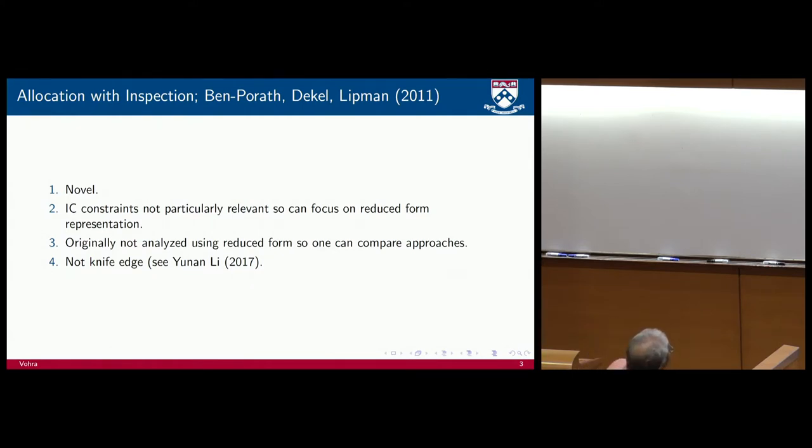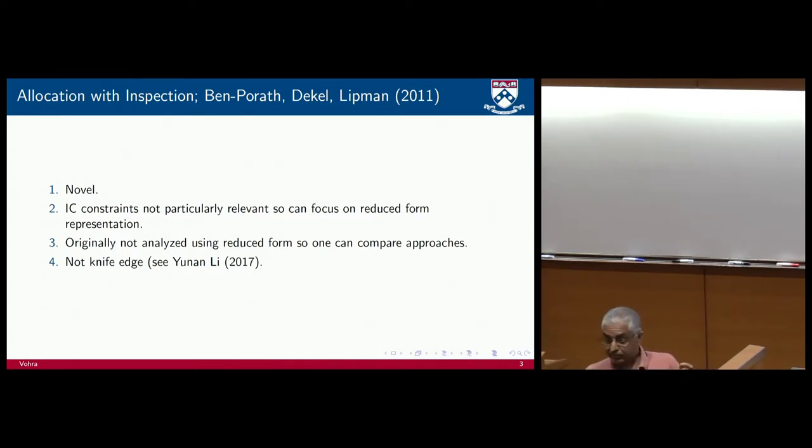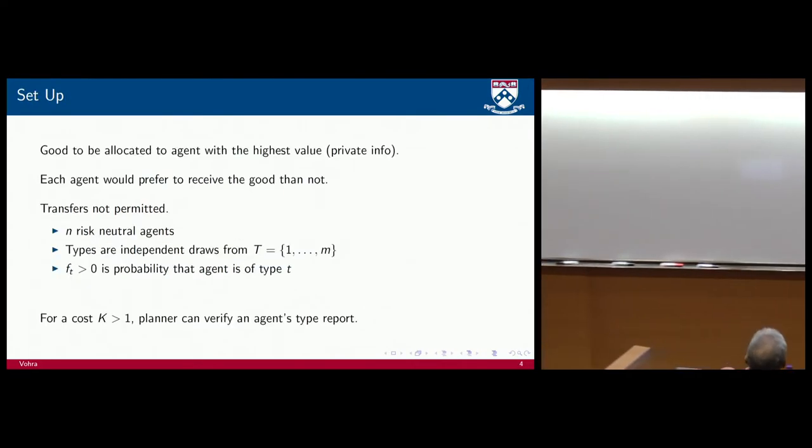Okay? And finally, I wanted an example that was not knife edge. In other words, you should be suspicious of any example with the property that small perturbations kill off the technique. And Yunan has a paper, I think current date is 2017, in which she has actually analyzed generalizations of this problem of Ben-Porath, Dekel, and Lipman using the same technique. So what I want to emphasize is that I think the approach is not knife edge, right? Okay, so what's the problem?